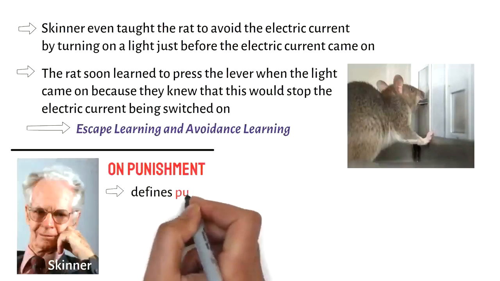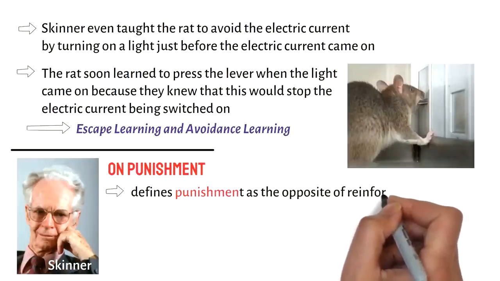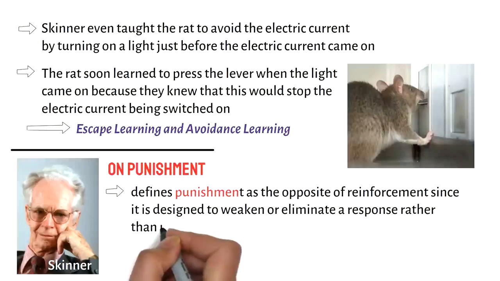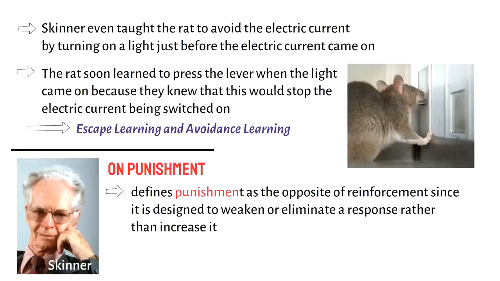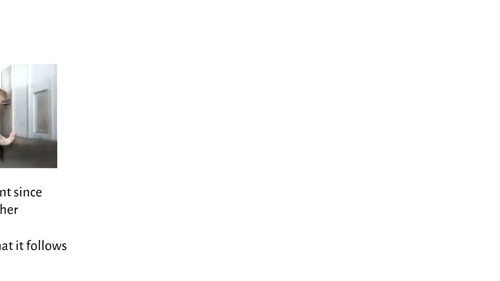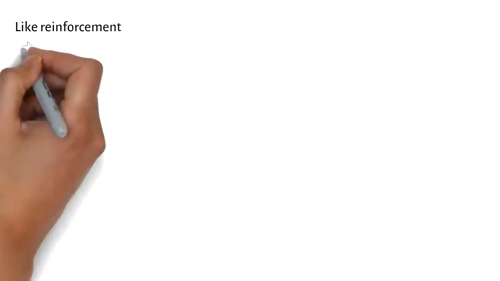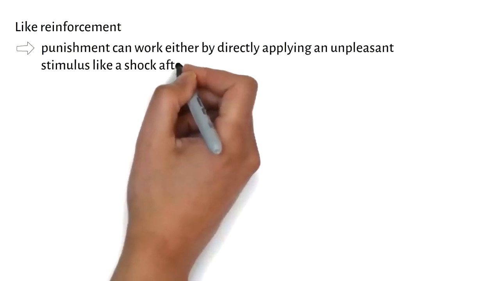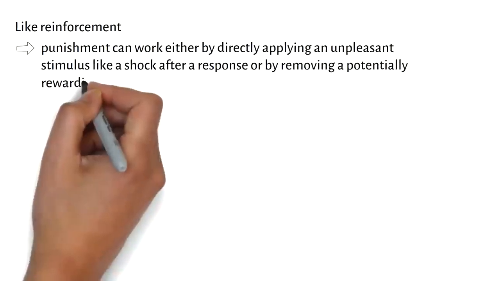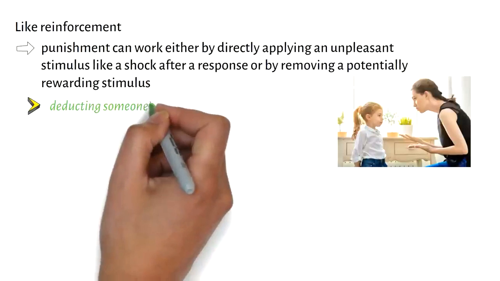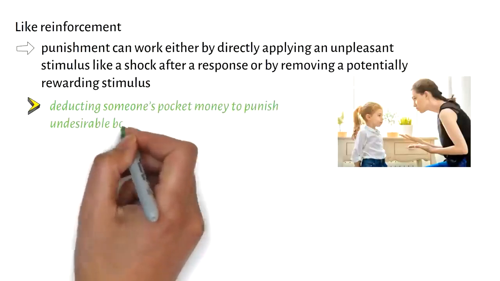Skinner defines punishment as the opposite of reinforcement since it is designed to weaken or eliminate a response rather than increase it. It is an aversive event that decreases the behavior that it follows. Like reinforcement, punishment can work either by directly applying an unpleasant stimulus like a shock after a response, or by removing a potentially rewarding stimulus, for instance, deducting someone's pocket money to punish undesirable behavior.